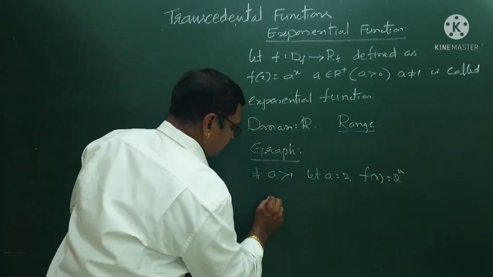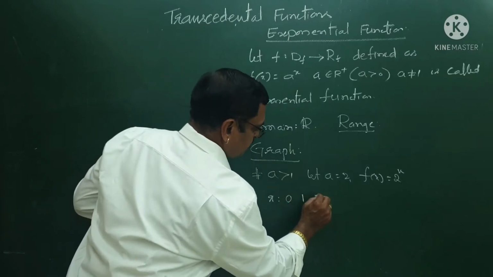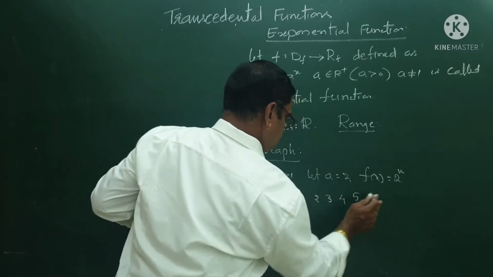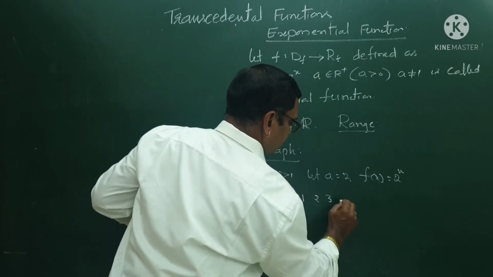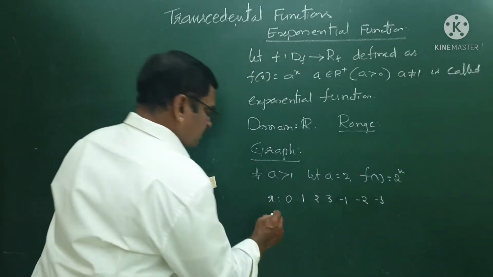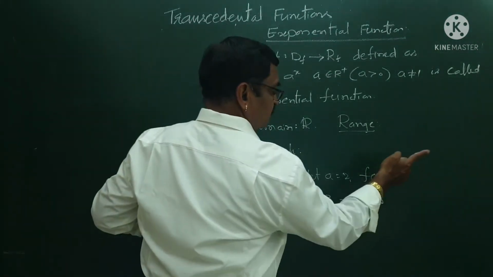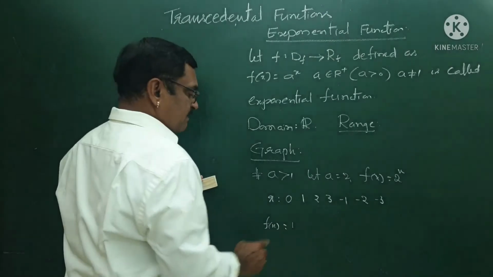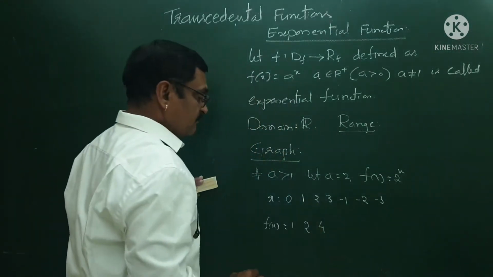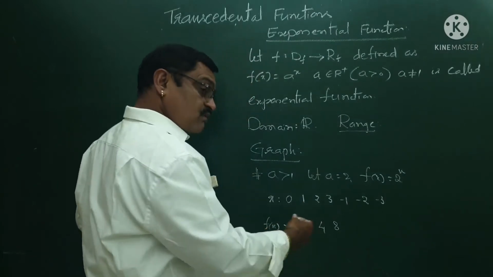Now let me draw a table for this. Let x be 0, next 1, next 2, next 3, next 4, next 5. I think these 3 values are enough. Then I'll go for minus 1, minus 2, minus 3. When x is equal to 0, anything power 0 is equal to 1, so we get 1. When x is equal to 1, I get 2. When x is 2, I get 4. When x is 3, I get 8. See, when x values are increasing, my f of x is also increasing.